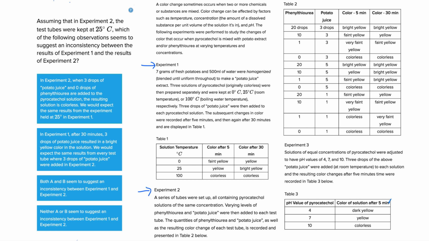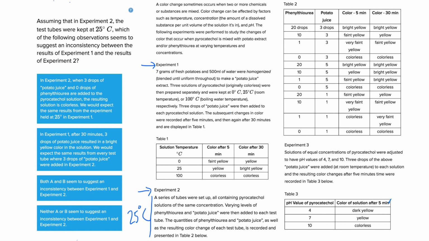So the first thing that I see is that we're adding a condition here. So we're adding something that's not written in the description of experiment 2. We're saying that the temperature here was kept at 25 degrees Celsius for this whole experiment. So that's our premise. Which of the following observations seems to suggest an inconsistency, so something that seems to be awry, between the results of experiment 1 and the results of experiment 2? So I'm going to go back up to experiment 1, and I'm going to hone right in on seeing that in experiment 1, that was the experiment where the thing we were changing was temperature.